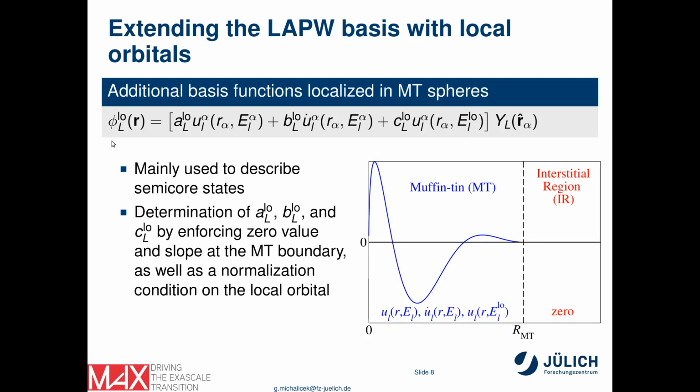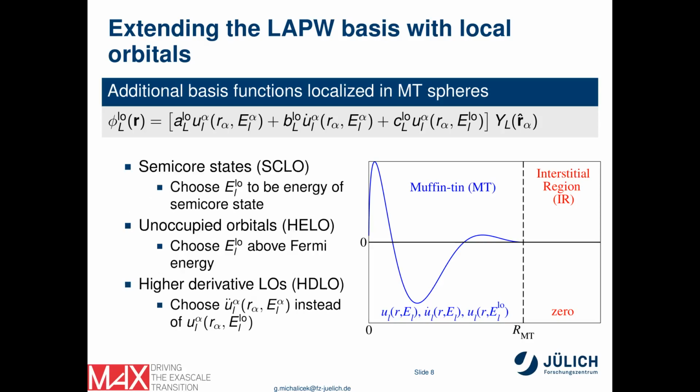And these local orbitals are mainly used to describe semicore states, and you see that we also have these coefficients A, B, and C in this description, and they are all actually determined by enforcing zero value and slope at the muffin-tin sphere boundary of this local orbital, and also some normalization of the function. So, what do we do with that? We can describe semicore states with that, and for this we use semicore local orbitals.